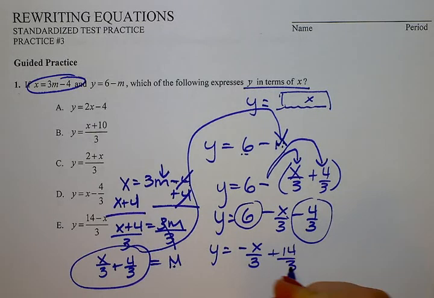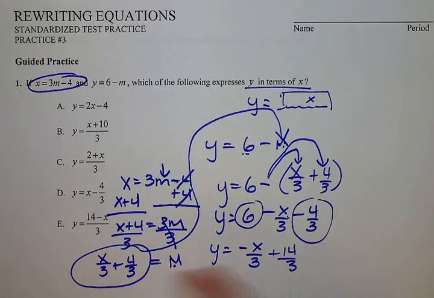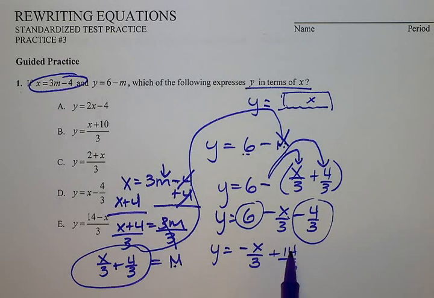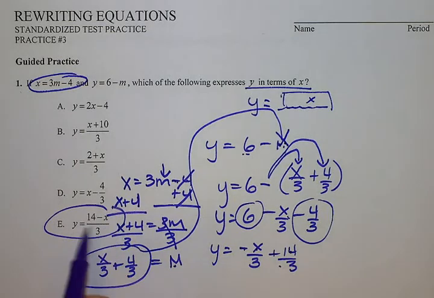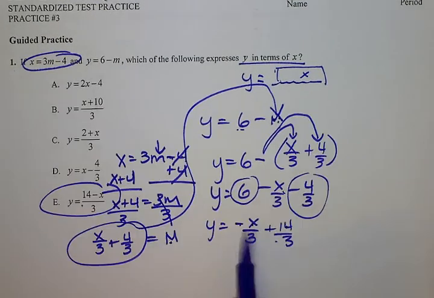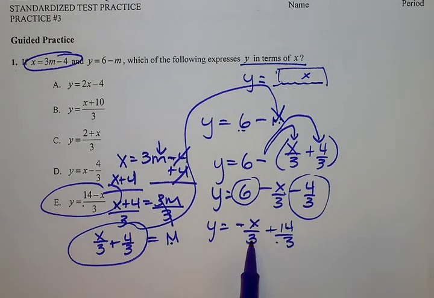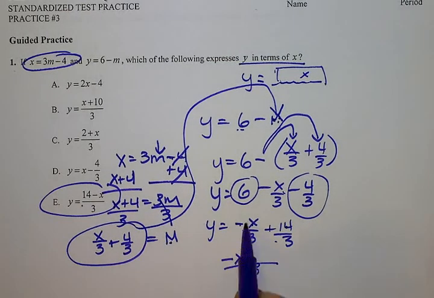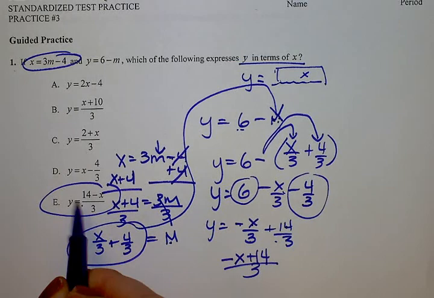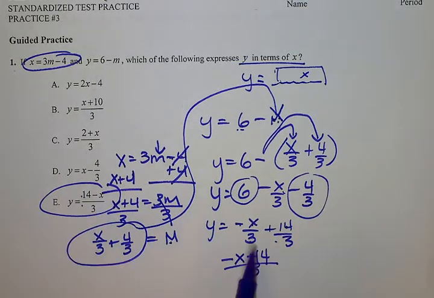Okay, now looking at our options, I have a positive 14 and a negative x all over 3, and that's this option. These two are equivalent, because if I put this back into one fraction, because I have a common denominator on the bottom, a negative x on top, and a positive 14, although they're in a different order, it's still a positive 14 and a negative x all over 3. Correct option is E.